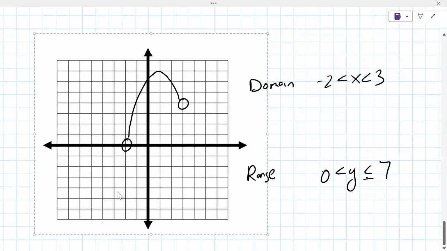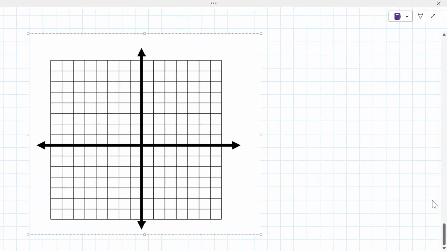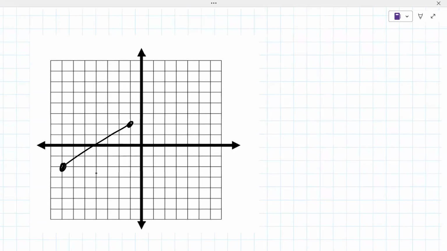So where this gets more dicey, and I don't know how much to go into this because I feel like it's really confusing. It really needs to be taught very incrementally, but we'll do as much as we can. So, all right, here we go. What do you notice about this graph that's different than the others that we've done?